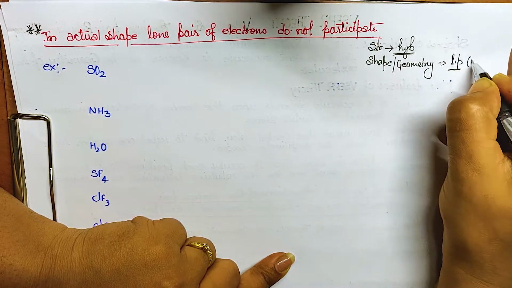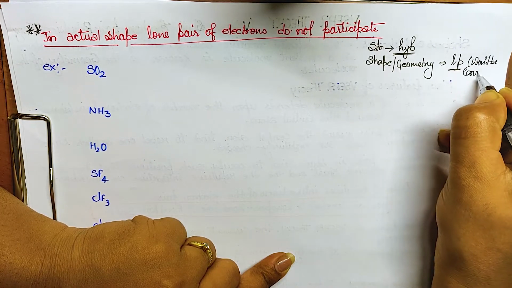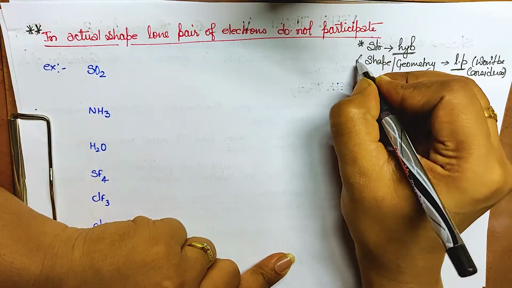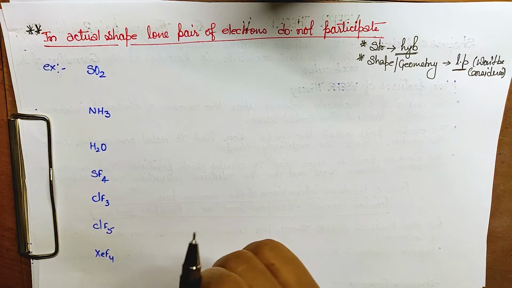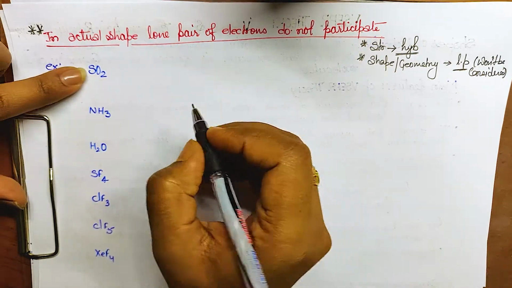Lone pair won't be considered. Okay, this is the key point you have to keep in your mind. Let me explain with the help of an example. Suppose SO2. So I think you can draw the direct bond structure now. Yes, you are able to do that.